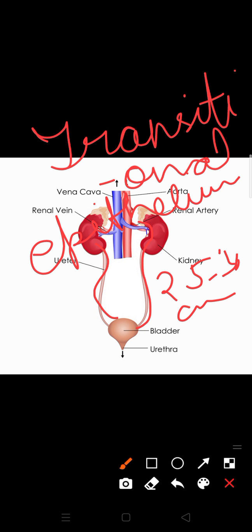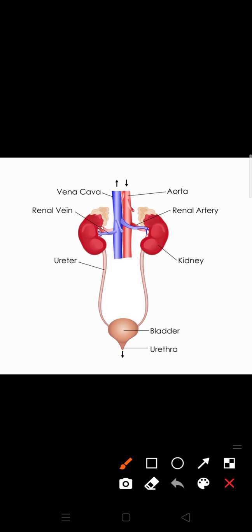So it collects urine from the kidney and carries it towards the urinary bladder. Now the next thing we will discuss is the urinary bladder. I hope the ureters are clear. Now come to the urinary bladder.